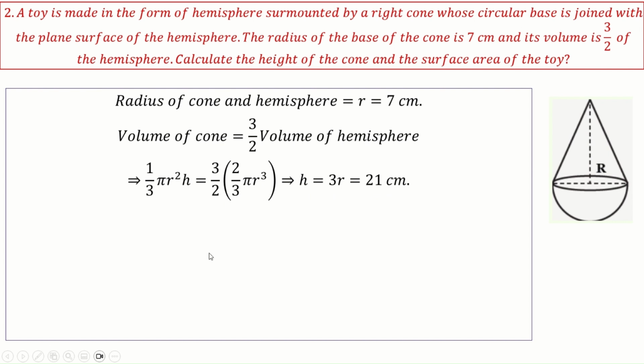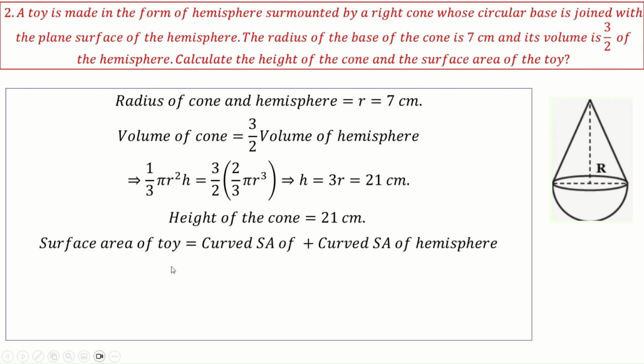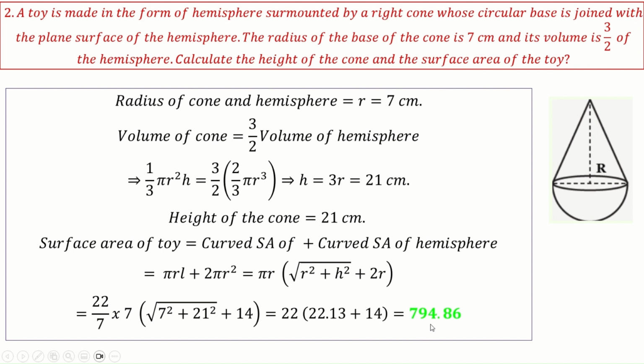Now next, surface area of the toy. Surface area of the toy is curved surface area of cone plus curved surface area of hemisphere, which is equal to pi rl plus 2 pi r square. Pi r is common. L is nothing but square root of r square plus h square, plus 2r. So if I substitute the values, r is 7, h is 21, what I will get is 794.86 centimeter square. This is the surface area of the toy.